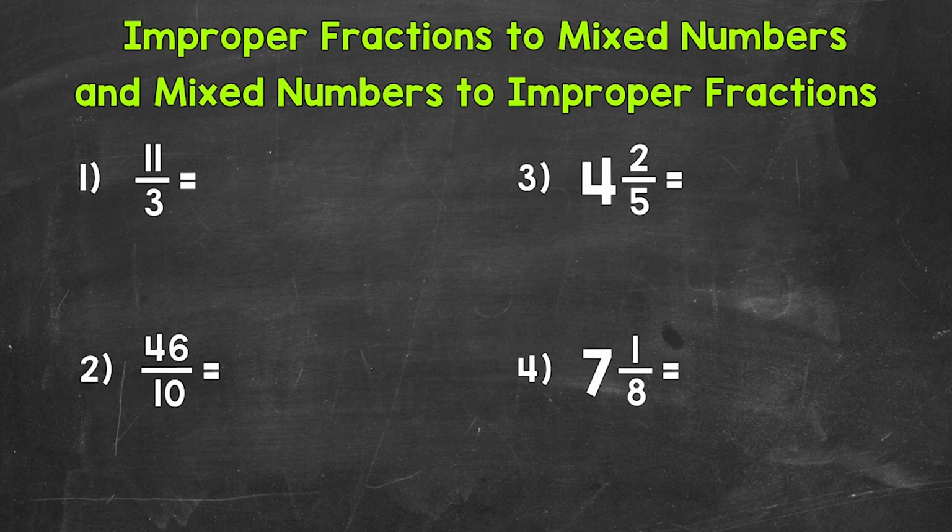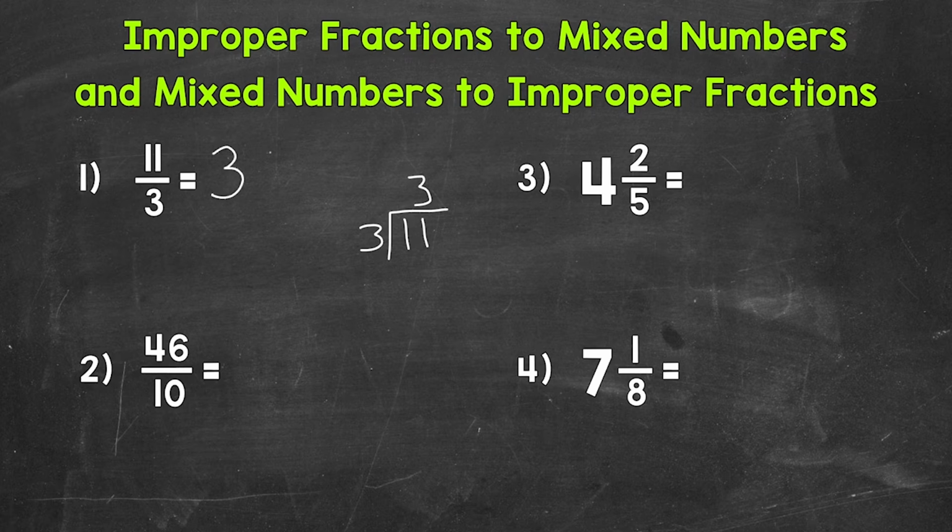We do this by dividing. We divide the numerator by the denominator. So 11 divided by 3. Now, once you have this down, you'll be able to do it without writing it out. But for this one, let me write out the problem. So we have 11 divided by 3. So how many whole groups of 3 out of 11? Well, 3, that gets us to 9. That's going to be the whole number portion of our mixed number.